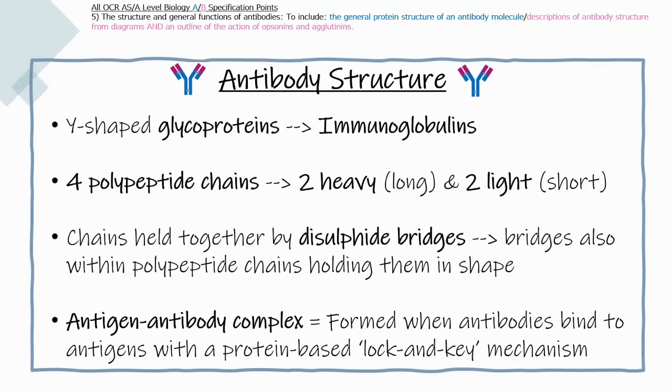So these are Y-shaped glycoproteins and they are immunoglobulins. So they have 4 polypeptide chains, so 2 are heavy and 2 are light. These chains are held together by bonds known as disulfide bridges, and the bridges themselves also hold together polypeptide chains. And then we've got the antigen-antibody complex. So this complex is formed when the antibodies bind to the antigen, and this is a specific antigen. So antibodies are specific to a unique antigen. It's like a lock and key mechanism similar to enzymes and substrates.